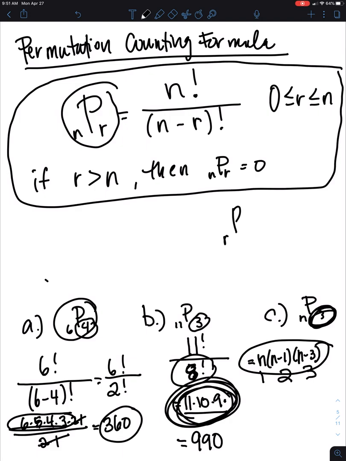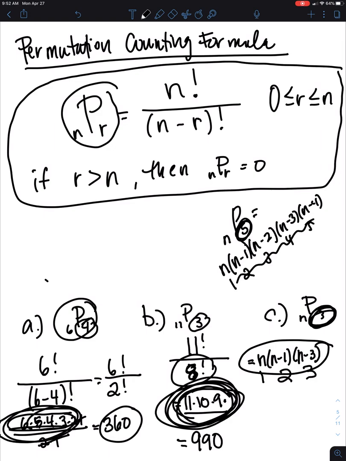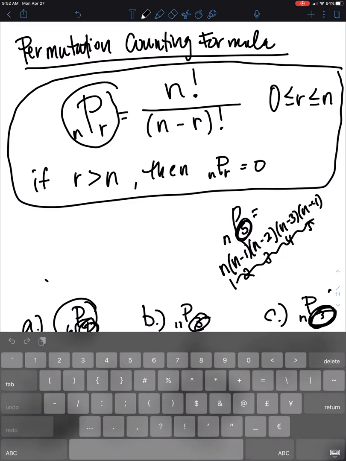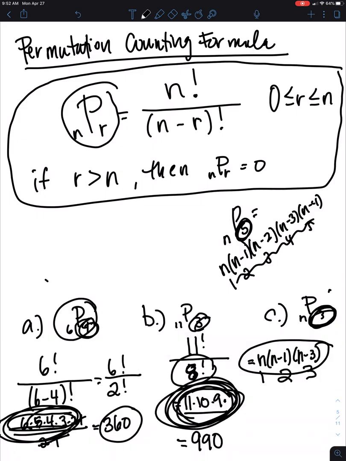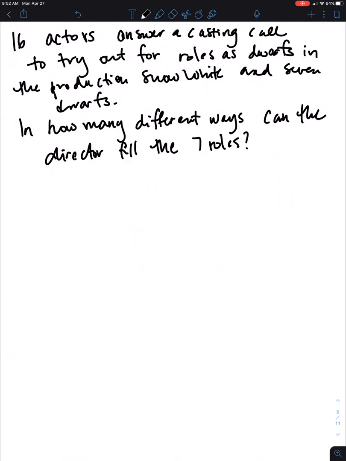So if I did P of N, 5, I'd do N, N minus 1, N minus 2, N minus 3, and N minus 4, because that'd be 1 number, 2, 3, 4, 5. Remember I talked about how we have 5 numbers here. Okay, all right, hopefully that makes sense. If not, let me know, and I will Zoom with you, and we can try to go over it again.